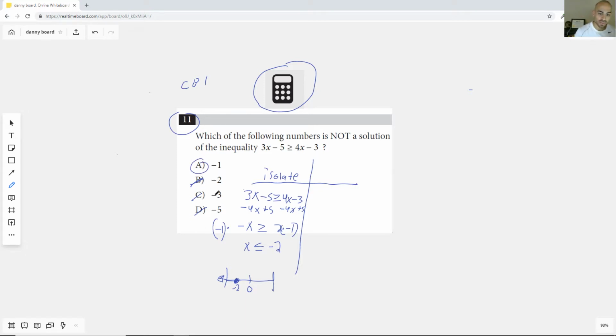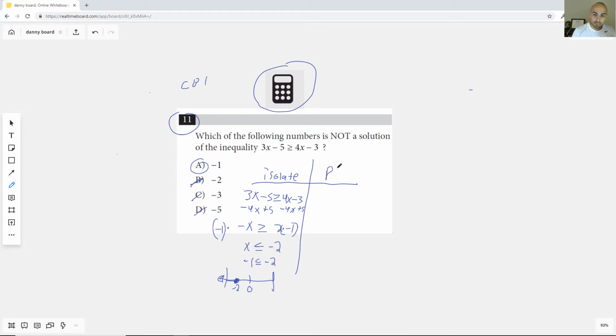Another way you could have gone about this is by replacing x here with the answer choices to see which one is true. Like for instance, negative 5, is that less than or equal to negative 2? This is a true statement. Negative 5 is less than negative 2, so it's not the answer. But if you were to plug in negative 1, negative 1 is not less than negative 2. Negative 1 is actually greater than negative 2. You have less debt if you owe $1 versus $2. And so A would be the correct answer.